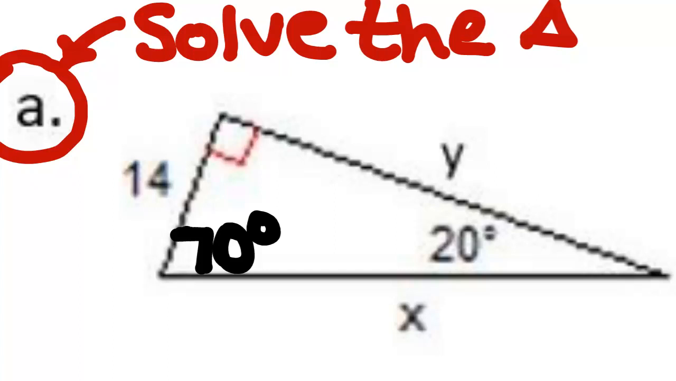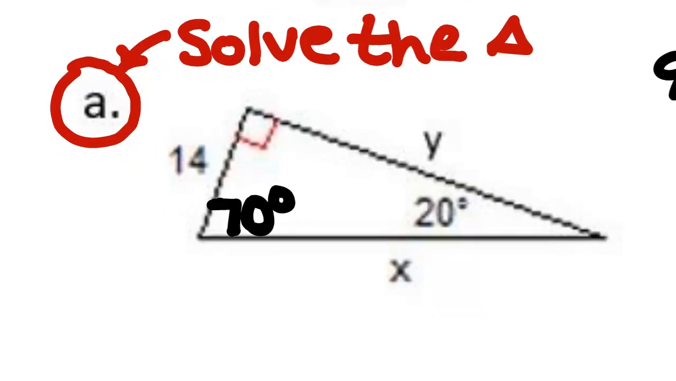So now I know all three angles. To finish solving it, I need to know all three sides. How many sides do I know right now? Just one. So we're going to have to find two of them.